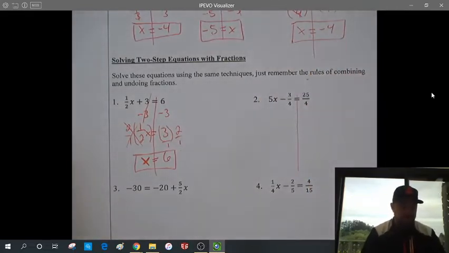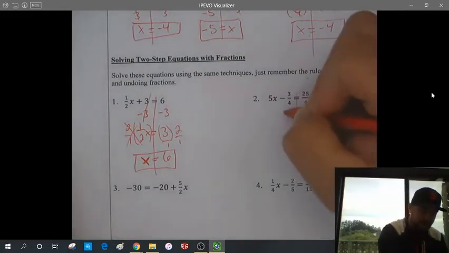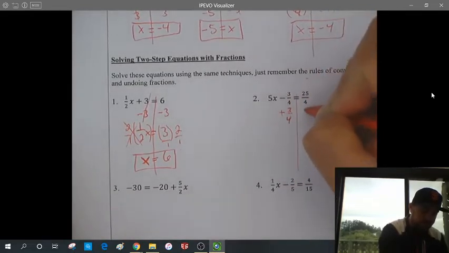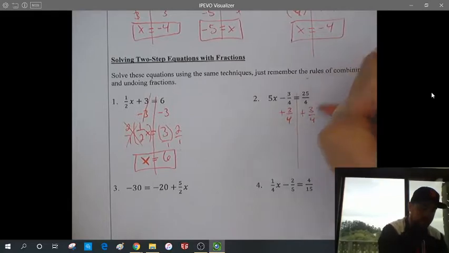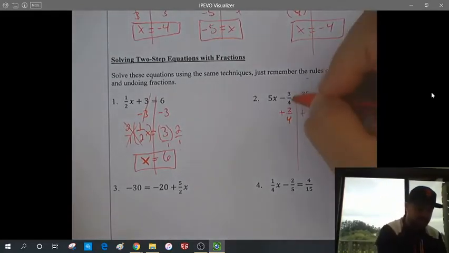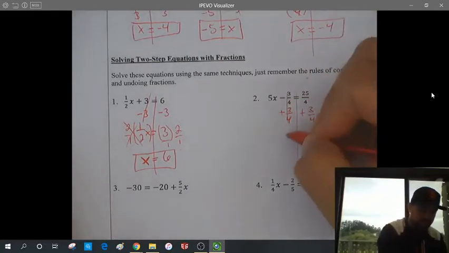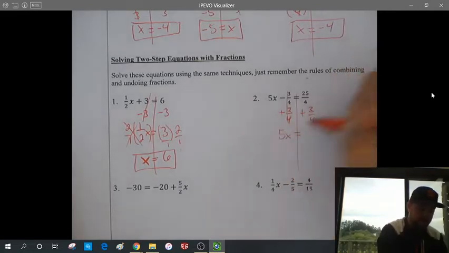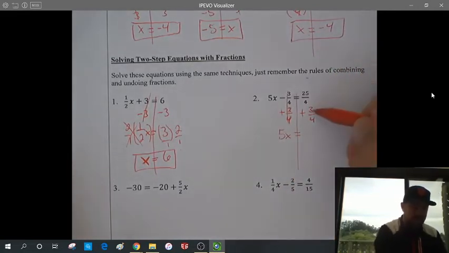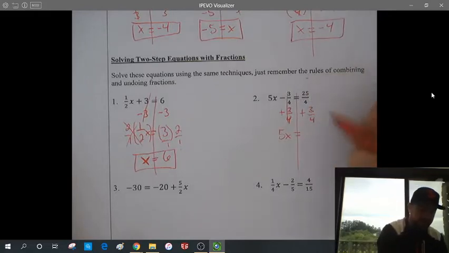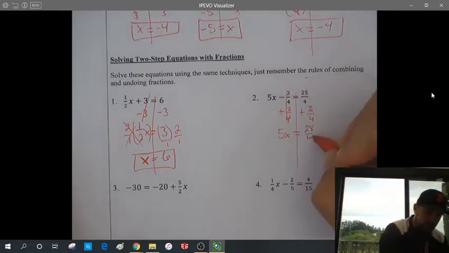For number 2 here, I've got 5x minus 3/4 is equal to 25/4. So this time my constant is the fraction, so I'm going to undo that with an inverse operation. In this case, add the 3/4 to both sides because 3/4 was being subtracted, so that's why I need to add. If I add 3/4 to 25/4, well, they already have common denominators, so I can go ahead and add those. So 25 plus 3 makes 28/4.